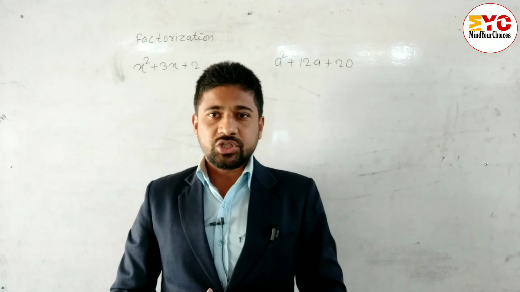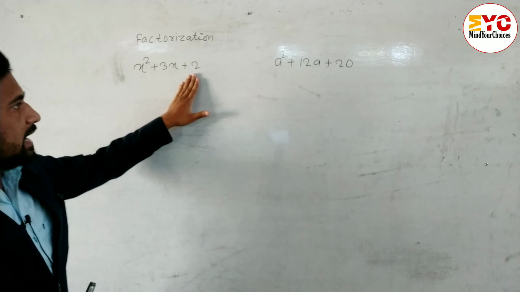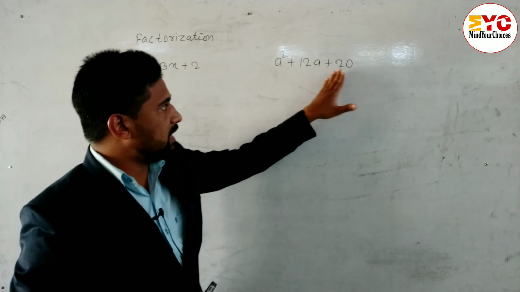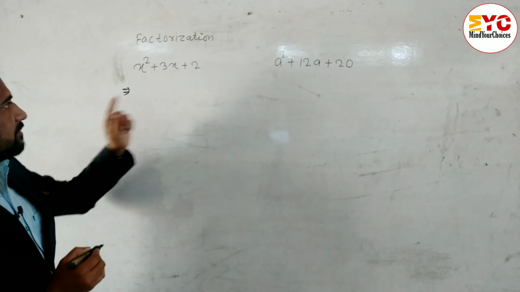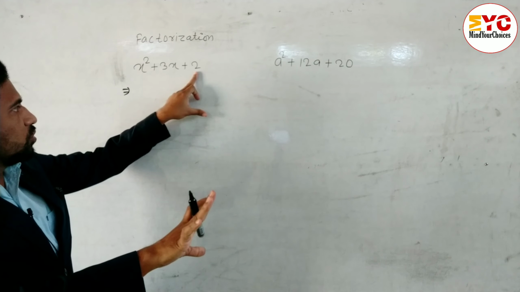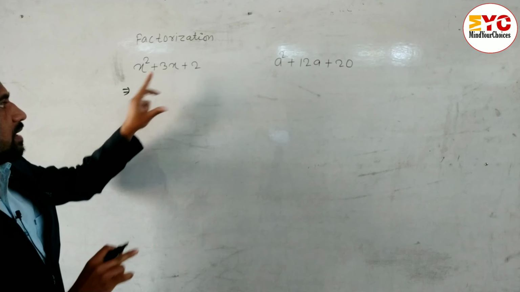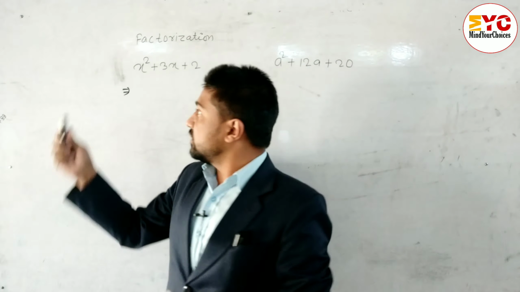I brought here 4 questions. So the question is x square plus 3x plus 2 and another is a square plus 12a plus 20. Now I will solve this. Look at here properly. I will factorize this. We have to find out 2 factors whose multiplication is 2 and addition is 3.